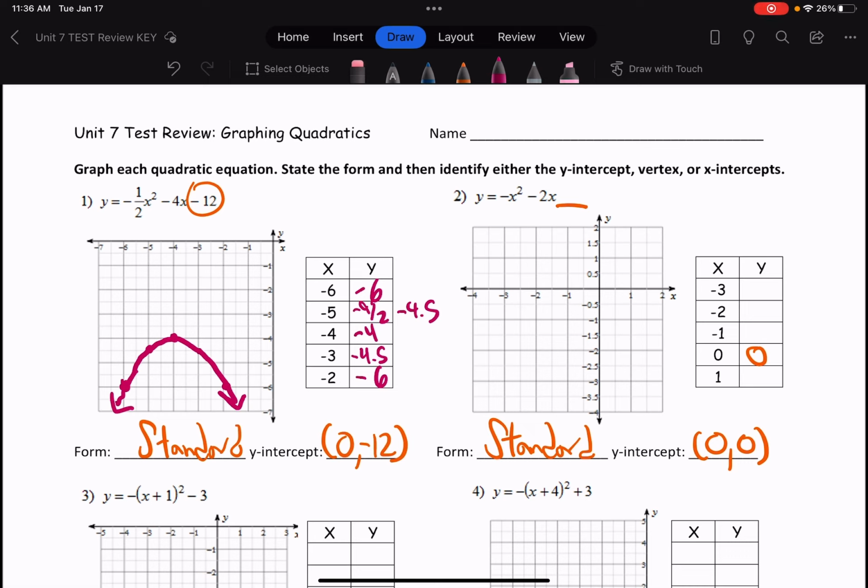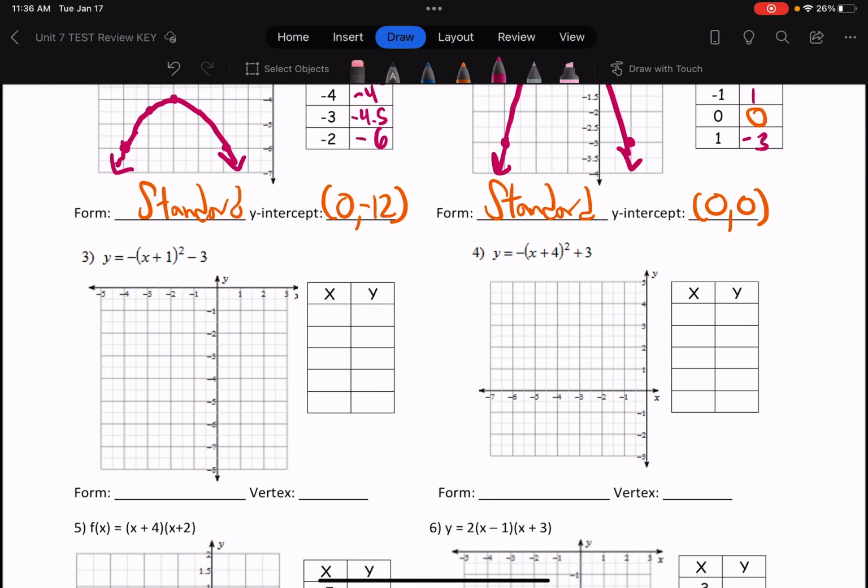So from my calculator, when x is negative 3, y is negative 3. When x is negative 2, y is 0. When x is negative 1, y is 1. When x is 0, y is 0. And when x is 1, y is negative 3. So I've got negative 3, negative 3; negative 2, 0; negative 1, 1; 0, 0; and 1, negative 3. And we can actually see our y-intercept there at our origin, 0, 0. And this is also a downward facing parabola.